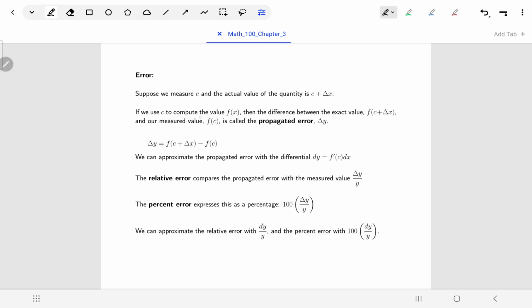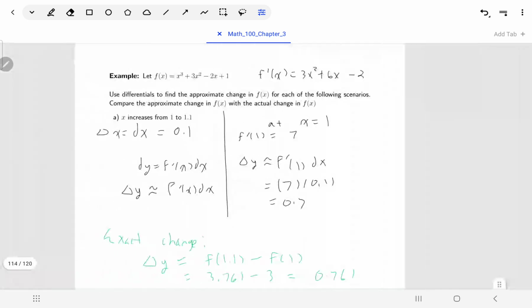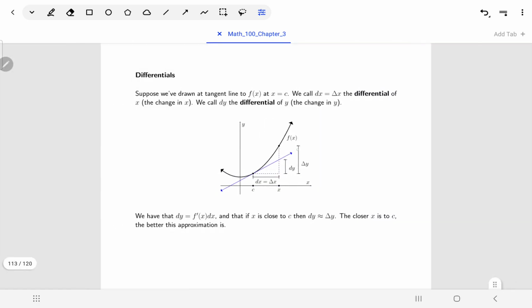So if we use c to compute a value, then how much of a difference we'd get between the actual value and the value we calculated, that is the propagated error, delta y. So delta y, this is again just the change in the y values. This isn't anything that's really new. If you're thinking about what we're talking about, we haven't done anything other than really rephrase what we had in the original diagram. So when we say delta y, it is just the difference between the two y values, the y value at c and the y value at c plus delta x.